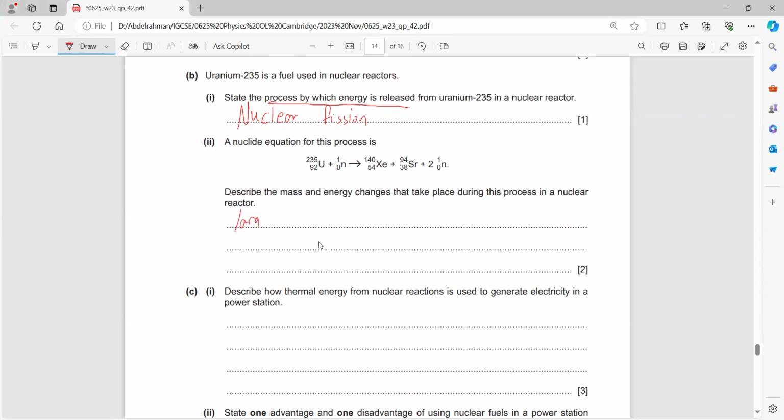The large atom is split into 2 smaller atoms. The uranium was split into 2 smaller atoms, xenon and Sr. And in this process, thermal energy was released. Okay, good.